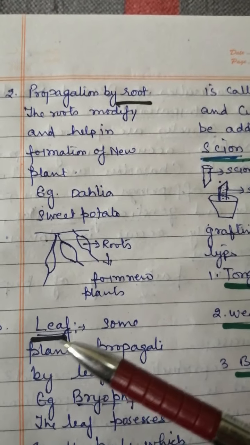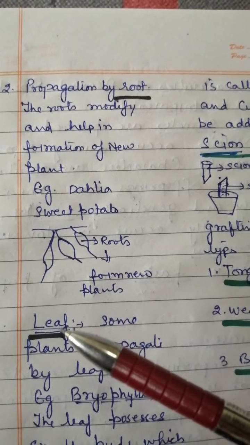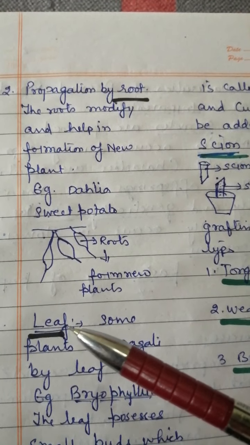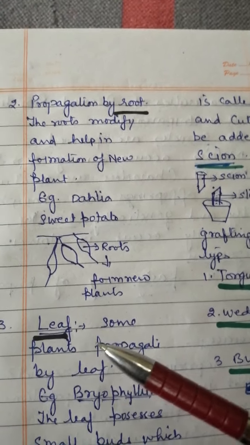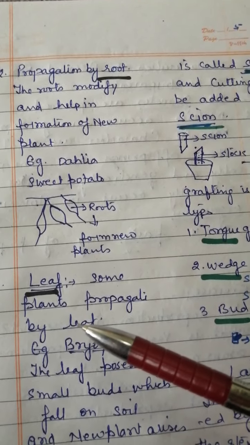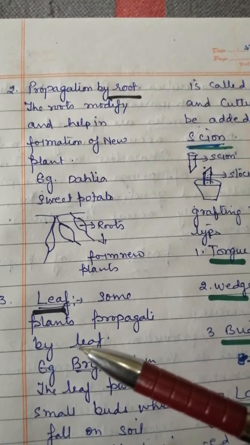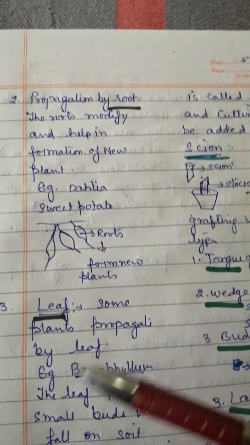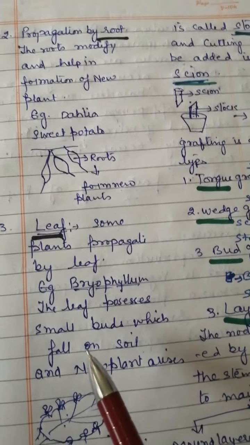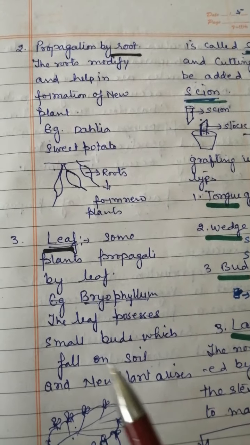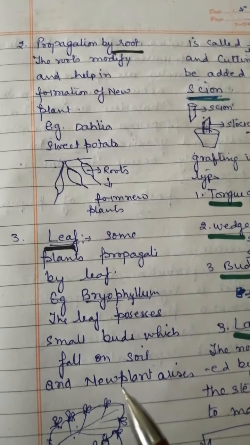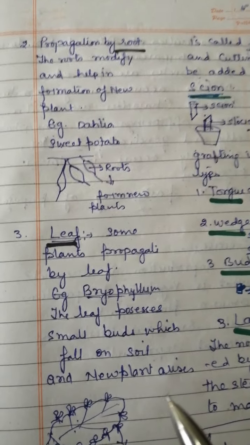Then we come to the third part, that is leaf. Even leaf helps in vegetative propagation. Some plants propagate by leaf. We call them vegetative leaves also, and we also call them reproductive leaves. Now these reproductive leaves, like in case of bryophyllum, the leaf possesses small buds which fall on the soil and form a new plant.